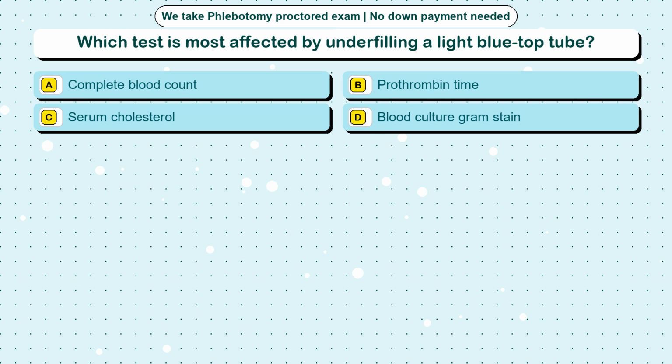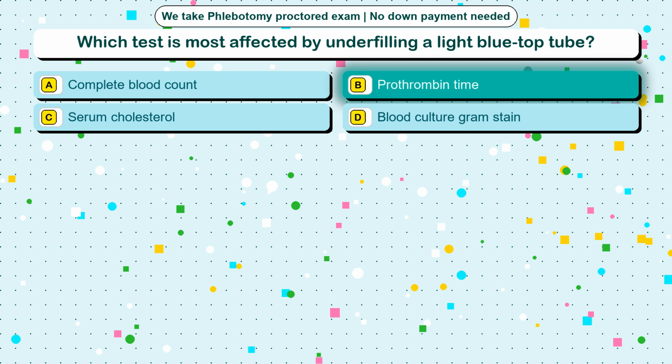Question 55. Which test is most affected by underfilling a light blue top tube? Option A, complete blood count. Option B, prothrombin time. Option C, serum cholesterol. Option D, a blood culture gram stain. The correct answer is option B, prothrombin time.